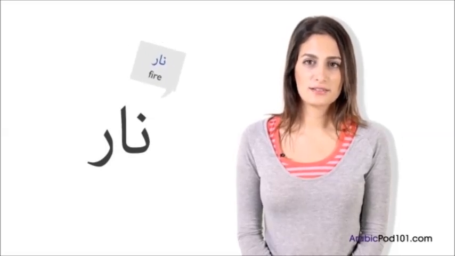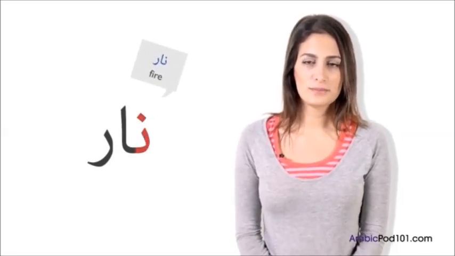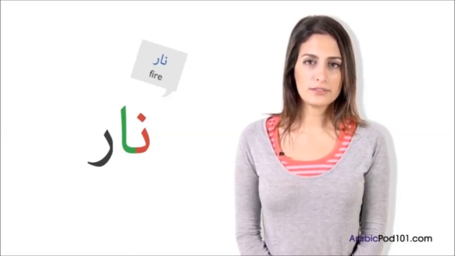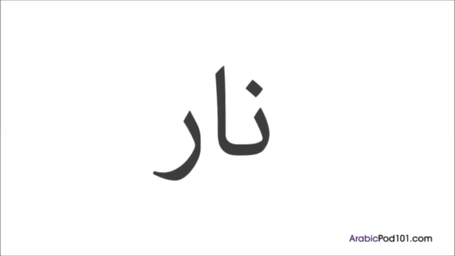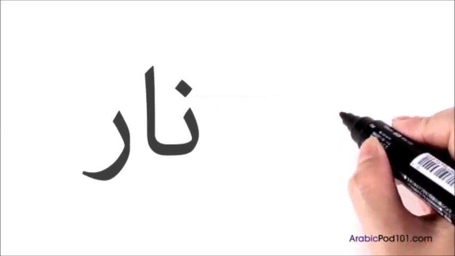For our next word, we have nar. This means fire. Noon is in the initial form, connected to a final alif, which, as we've seen, does not connect to the letter after it. So for the last letter, we have an isolated ra. Let's write it. Nar.